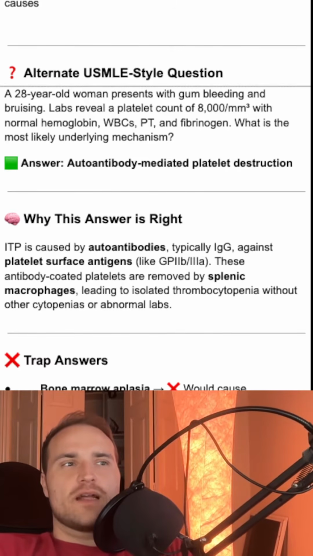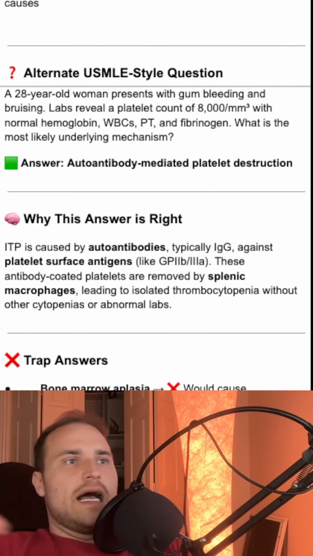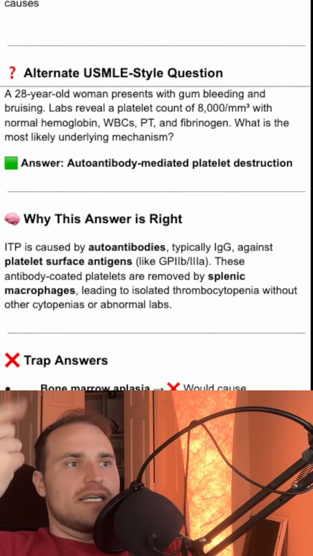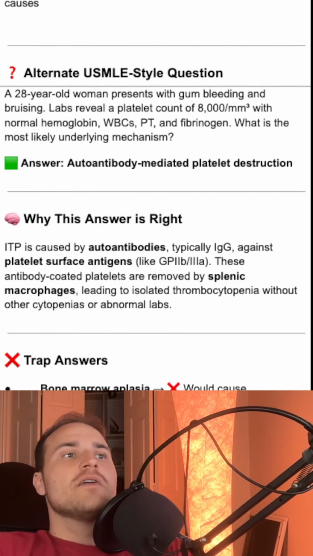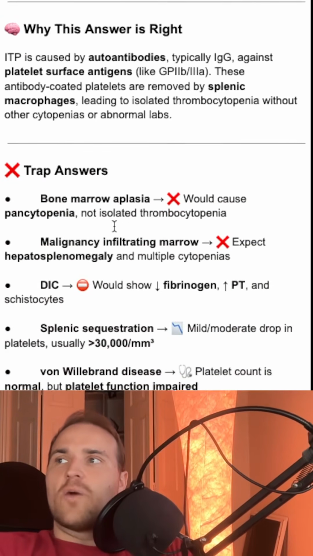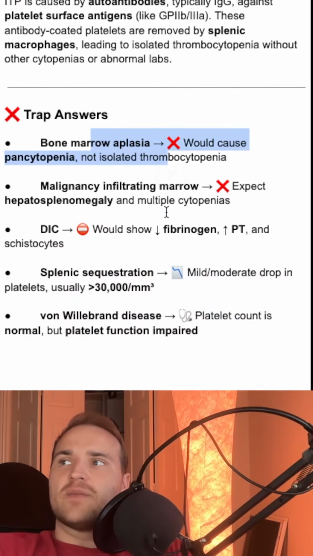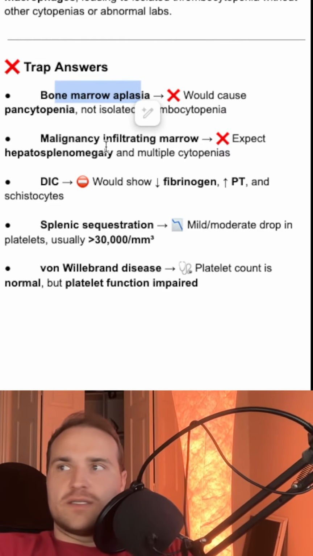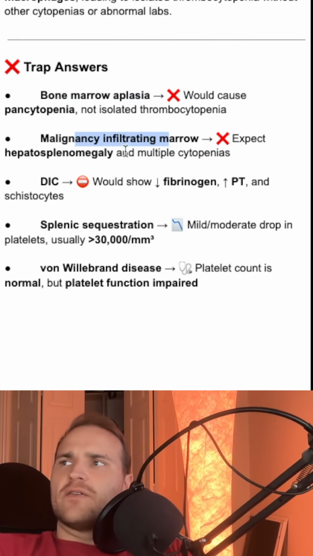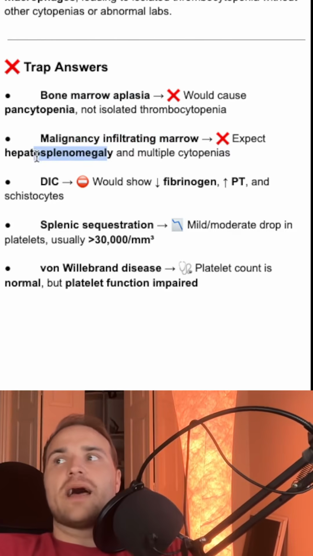Okay, so we're thinking about a couple of things here. Our differential diagnosis should include thrombocytic purpura, aplastic anemia, ITP, bone marrow infiltration, and DIC maybe is on our list, right? And so we go down the list and we have to know why it's not bone marrow aplasia. Well, that would cause pancytopenia, not just the platelets being low, right? So why would the hematocrit be normal in bone marrow failure? So it's not that.